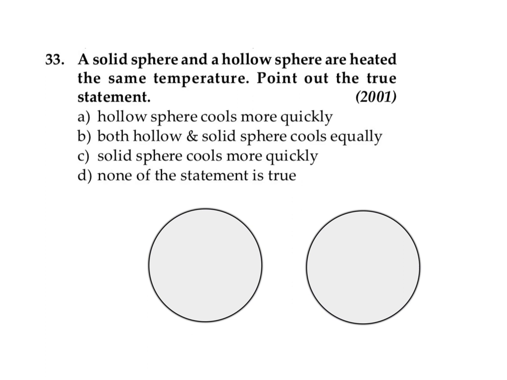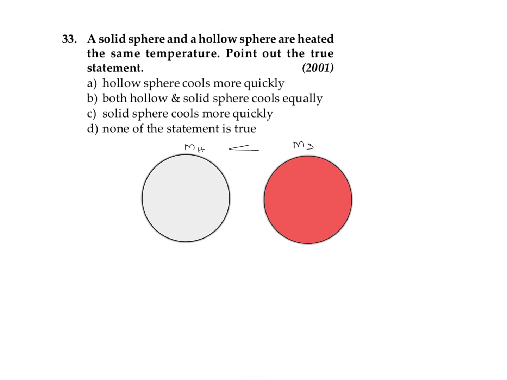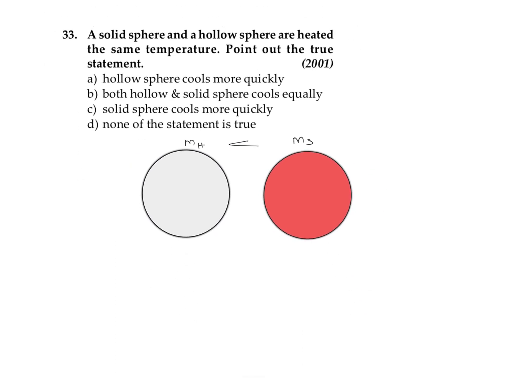So we know that the factor which is going to make the difference is nothing but the mass of this material. The mass of the hollow sphere, we can say, is less as compared to the mass of the solid sphere. And our aim is to find out how the temperature is going to change with respect to time.